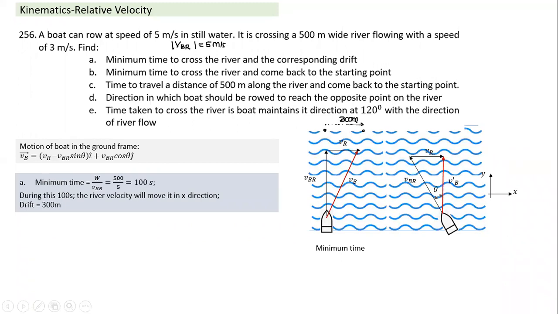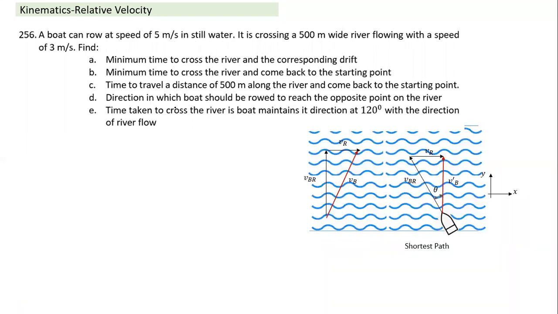That's what will happen. That's the first part. Okay, now let's look at the second part. We'll do multiple parts here. Part B. What is the minimum time to cross the river and come back to the starting point?